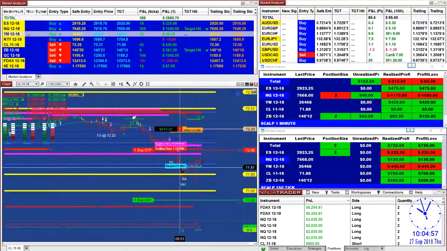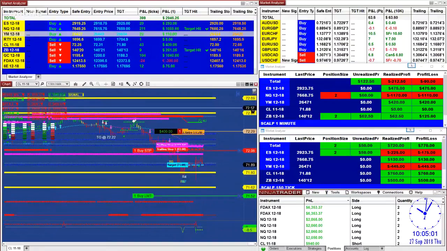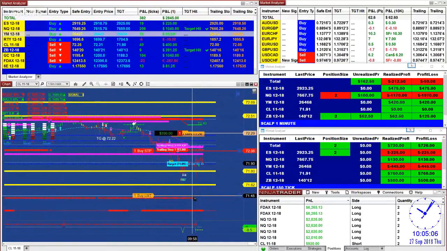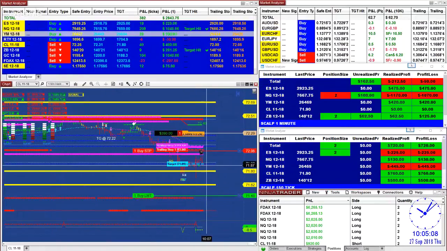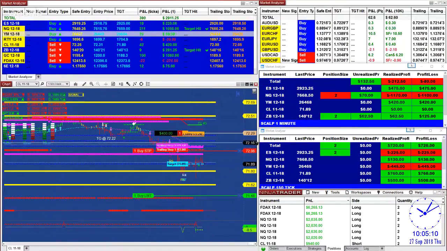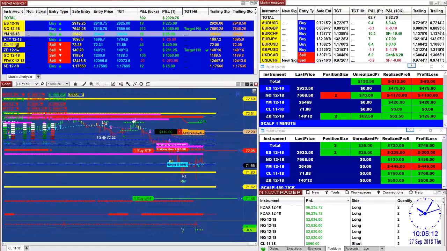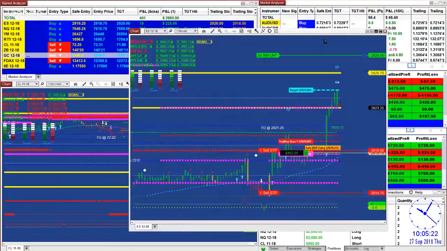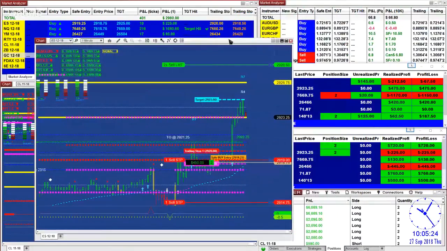But the CL has already hit the target 7109. So I put it here to see if there's any potential to drop to the 7148. But the CL has already hit the target, and we can see it on your market analyzer. The CL has hit the target. So actually, we are waiting for a new signal. And right on the spot with the ES.